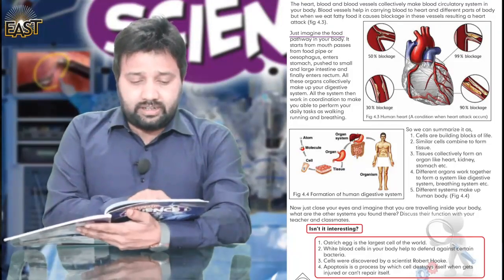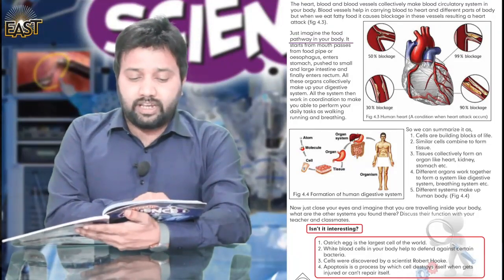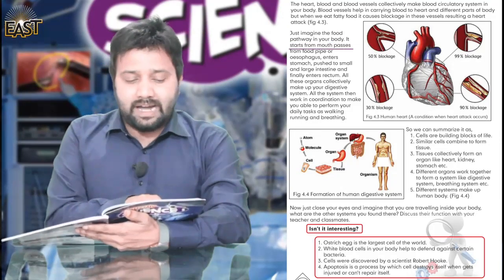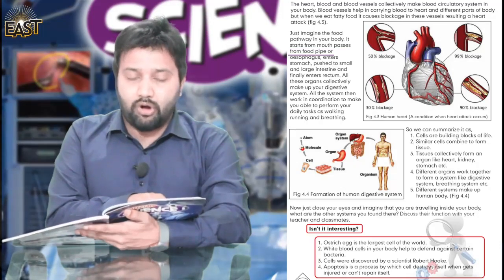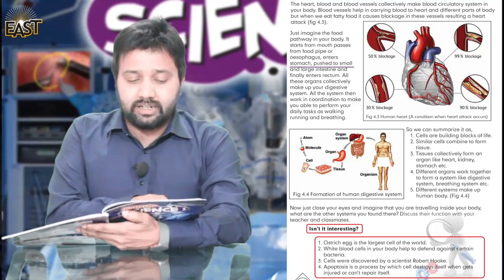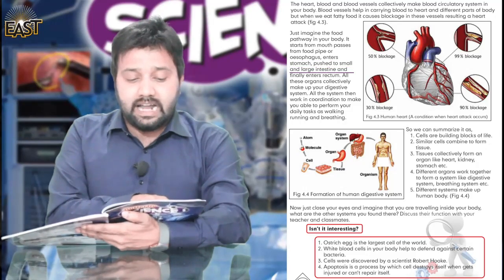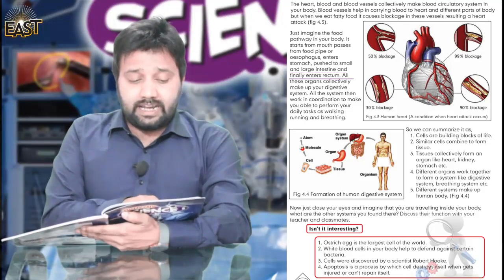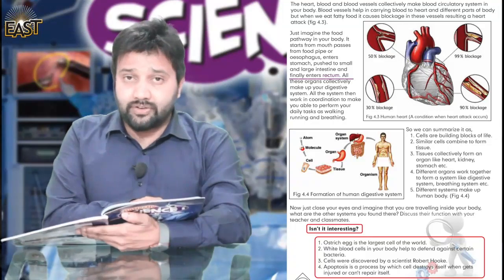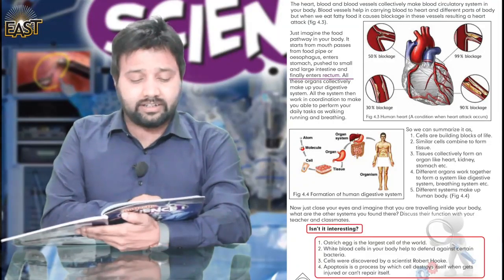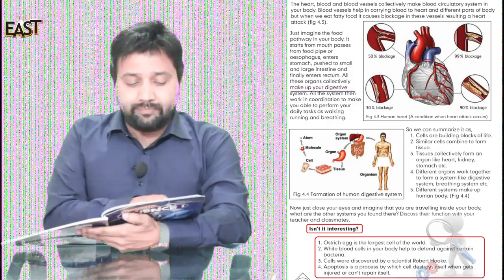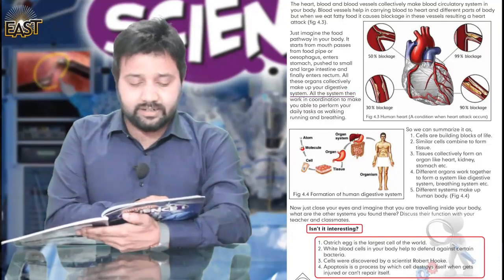Just imagine the food pathway in your body. It starts from the mouth, passes through the food pipe or esophagus, enters the stomach, is pushed to the small and large intestine, and finally enters the rectum. Repeat with me, class. Rectum. All these organs collectively make up your digestive system.